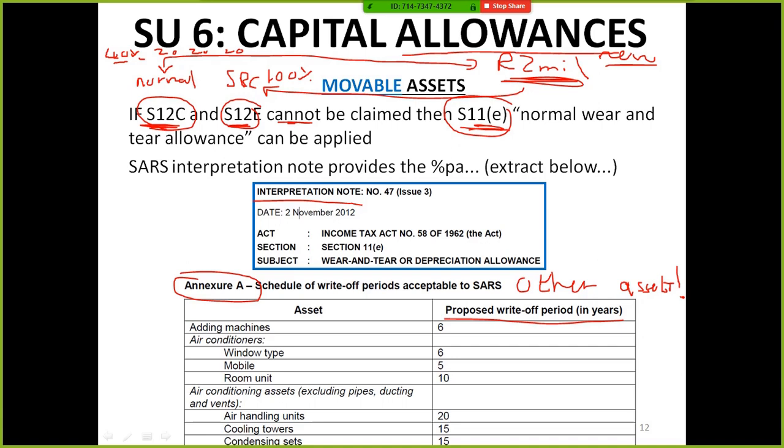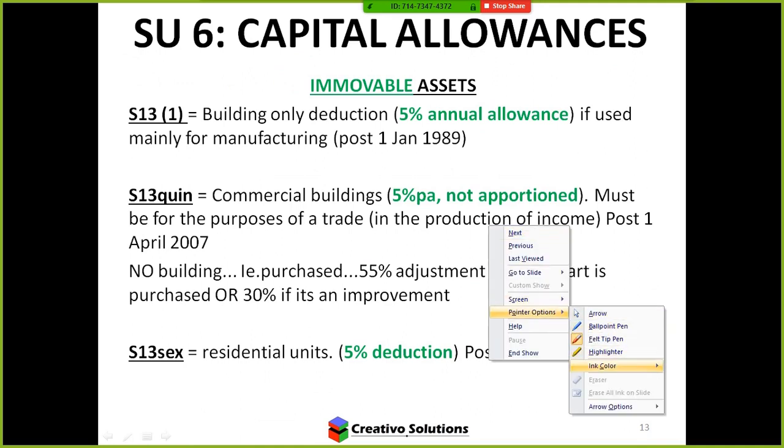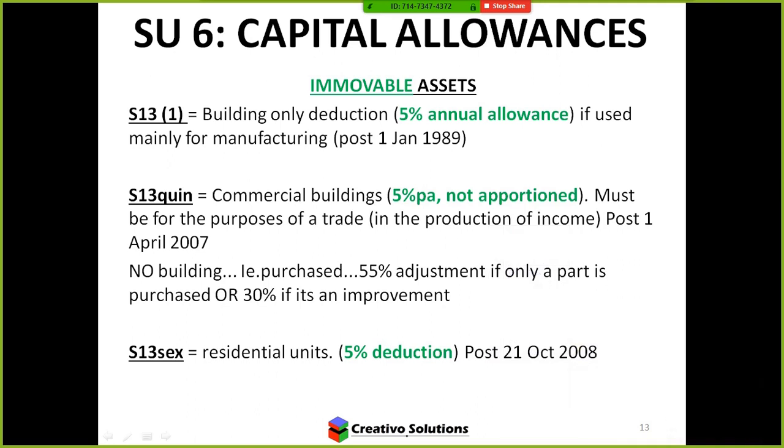And this is something that all businesses can make use of. As long as you're providing a service or a product and you're running a business, you can claim certain wear and tear allowances on those assets that you've purchased. I haven't given the complete table here, I've just given some. Is that all right? Are you comfortable with the movable assets? Yes. Okay, perfect.